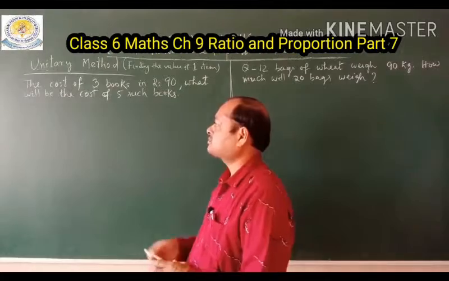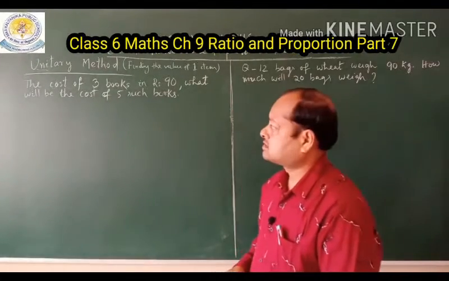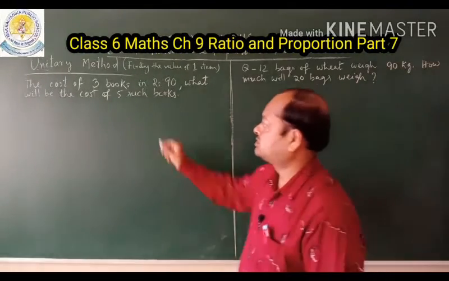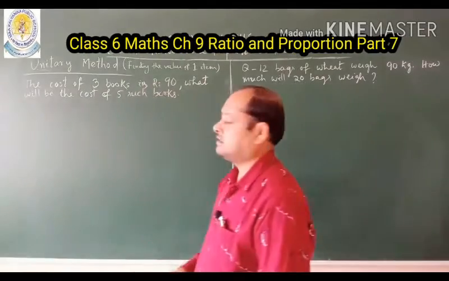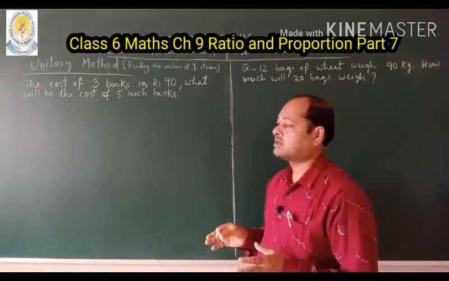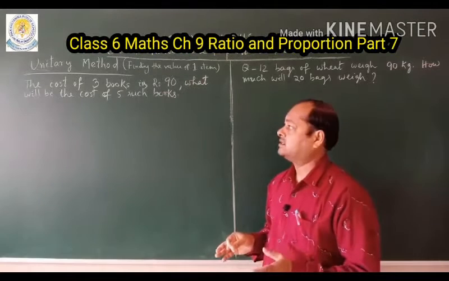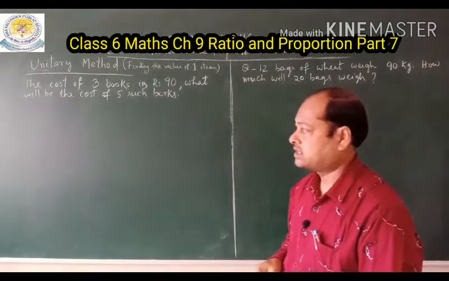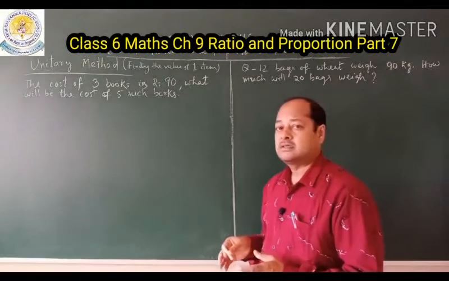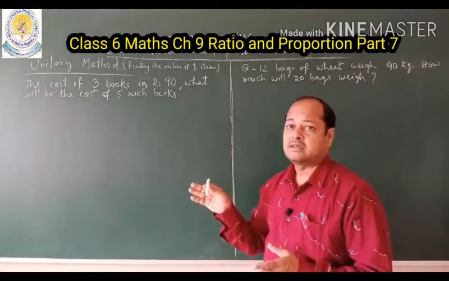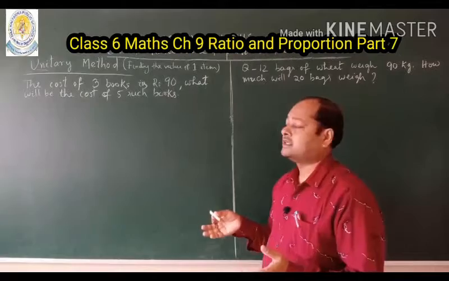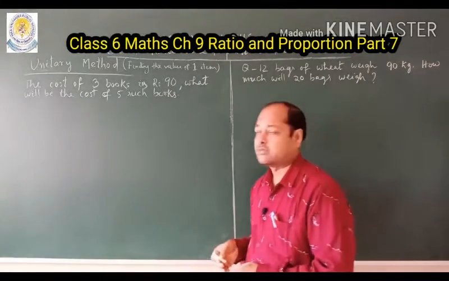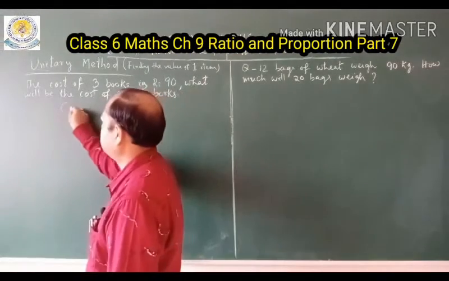Let's see one question. The cost of 3 books is rupees 90. What will be the cost of 5 such books? Okay, so how to find it based on the unitary method? Unitary method means finding the value of one quantity. So let's find the one quantity. It is a word problem.